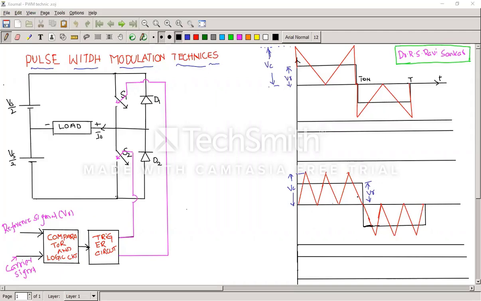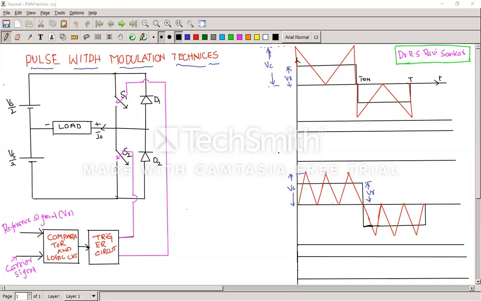Welcome to the class on pulse width modulation techniques of inverters. In the name itself, it is a pulse width modulation technique. Nothing but we are controlling the width of the pulse to control the output voltage. The voltage across the load we are controlling by controlling the width of the pulse.